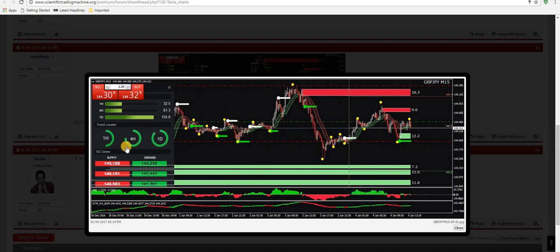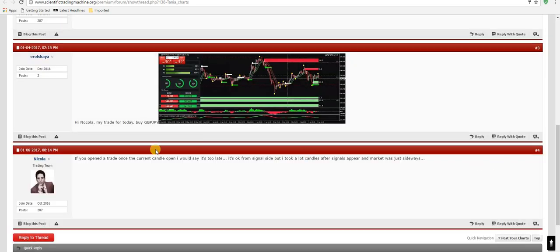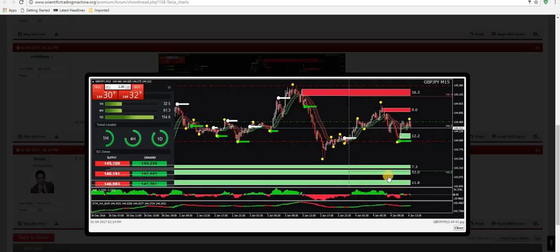All right, so it looks like this individual was looking for a long. We got green here, and this is also on a 15-minute chart. All right, so our signal and swing dots are right there. Looks like we would have entered, can't see it that well, but most likely on this bar from what I'm looking at. So I'm not sure what he was talking about here about opening a trade after the current bar is already open. Let me see if the market was moving sideways.